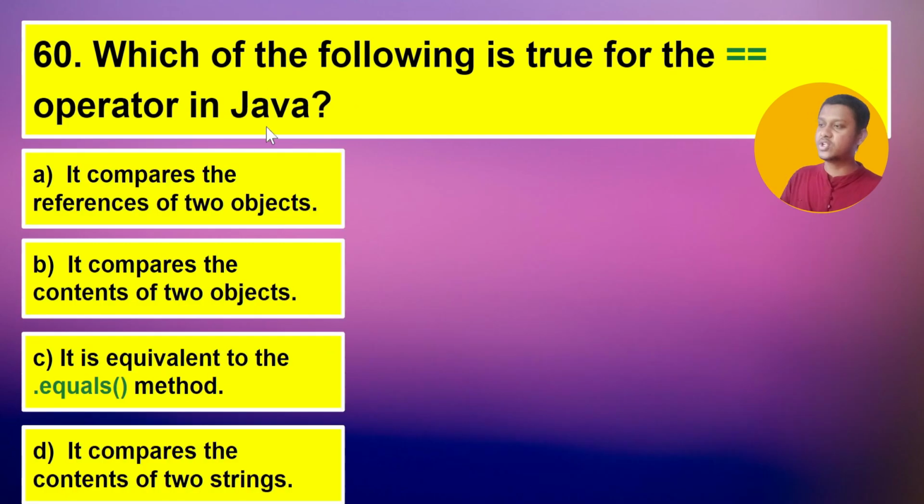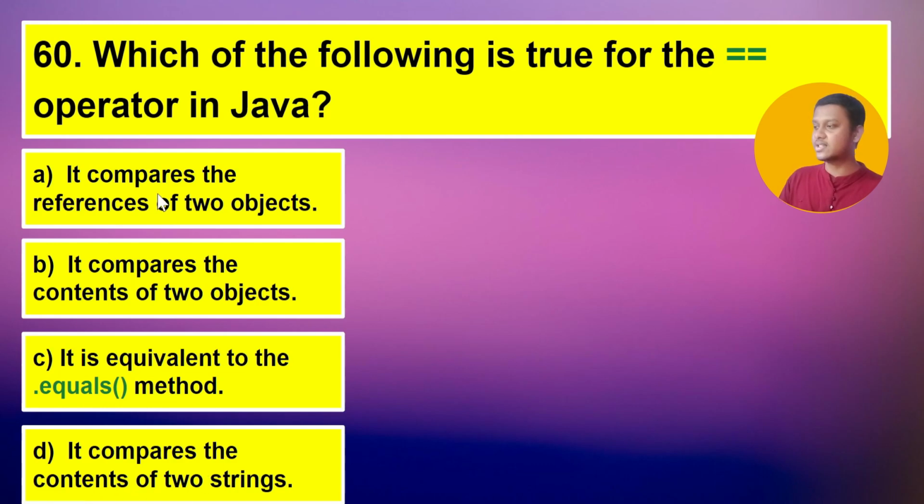Our next question is, which of the following is true about the double equal to operator in Java? It compares the references of two objects. It compares the content of the two objects. It is equivalent to dot equals method. It compares the content of two strings.